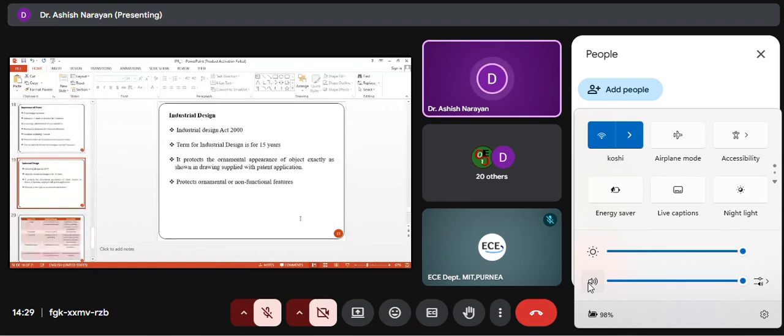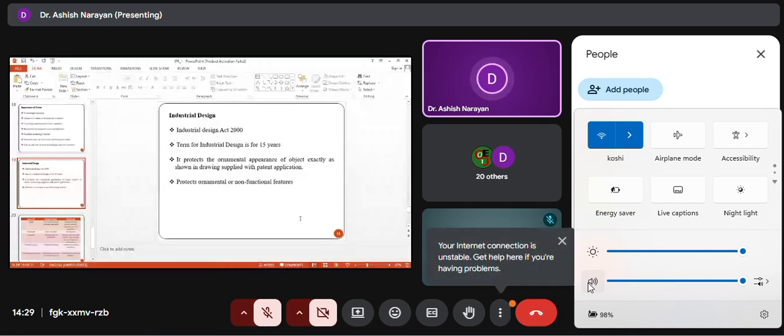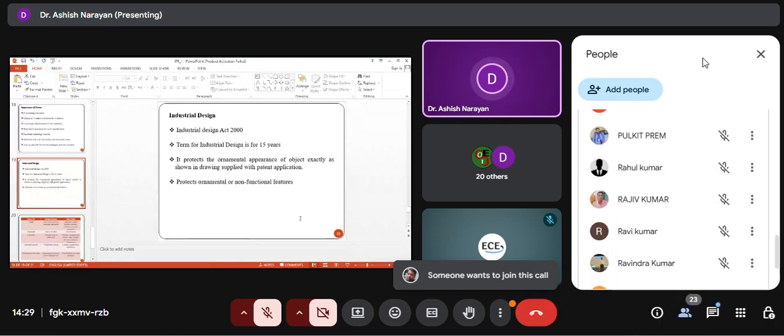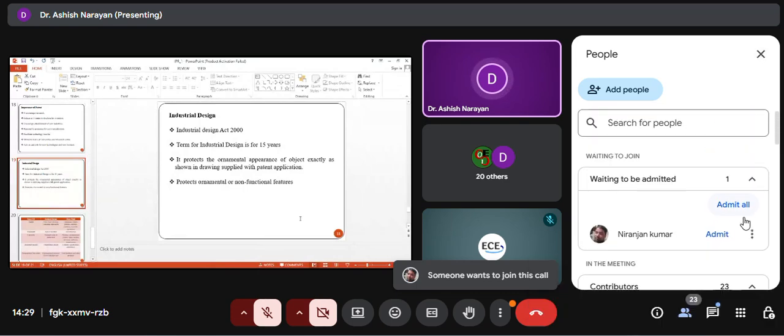So industrial design, you have to patent your design also. Industrial design, that is design patent, is an act under the 2000. The term for the industrial design is 15 years. The design patent is only valid for 15 years.